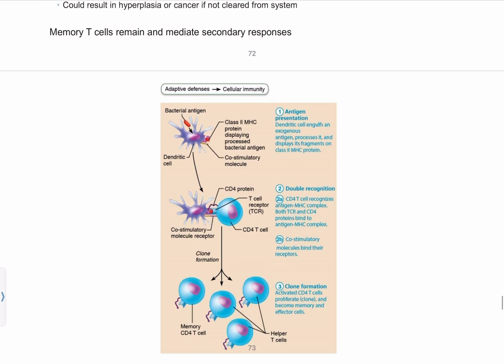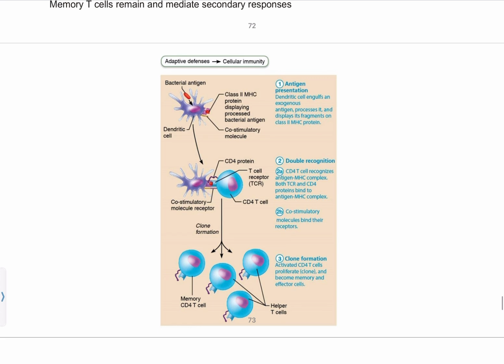So this is just showing you that process that we were just talking about once we have activation. So we can first see the antigen presentation by the APC. We also have double recognition and then our clonal expansion.